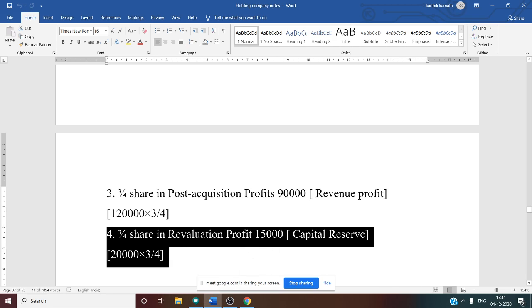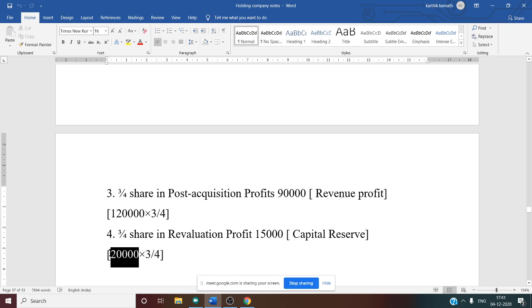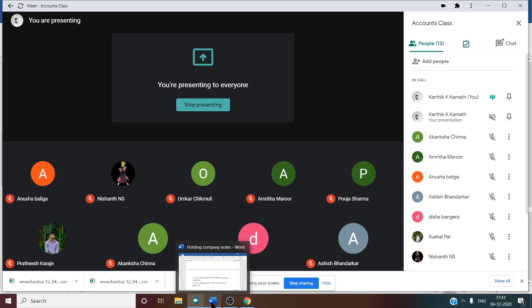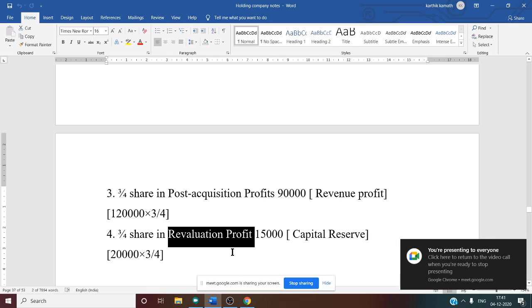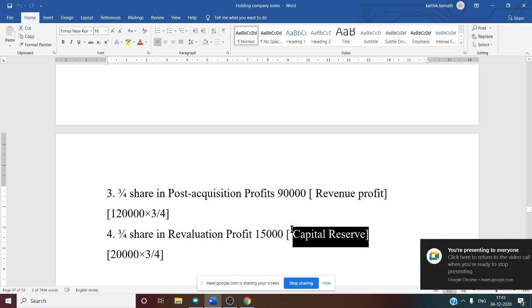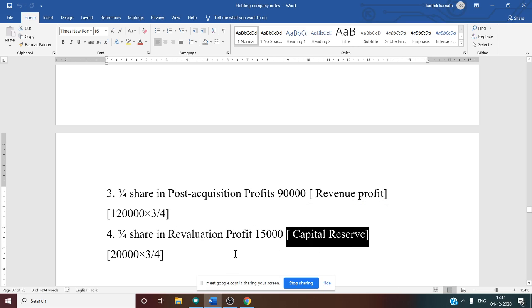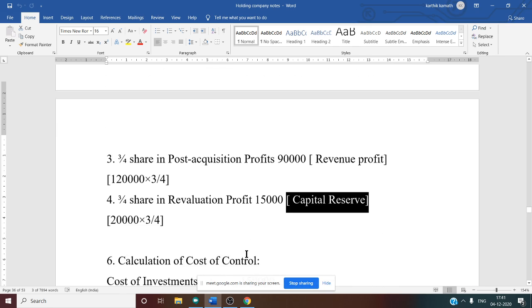3 by 4 share in revaluation profit. So revaluation profit is nothing but undervalued information. That is 20,000. 20,000 into 3 by 4, that is 15,000 you will get. Again, revaluation profit, we are dealing in asset, so assets are capital in nature. That is why we have to treat this as capital profit. Whenever there is a capital profit, as per accounting standard 21, it is capital reserve. So this is point number 4 under majority interest.